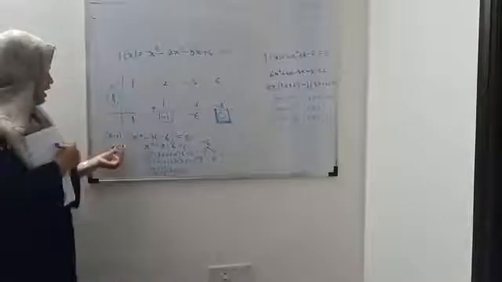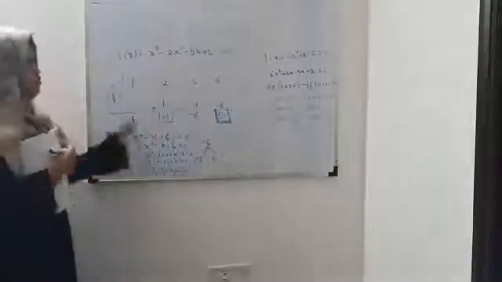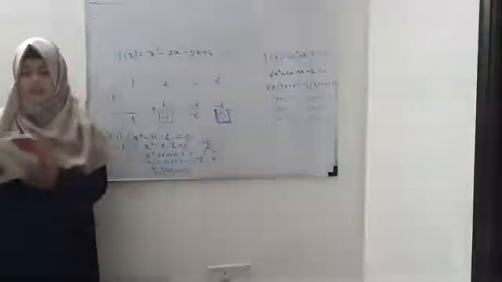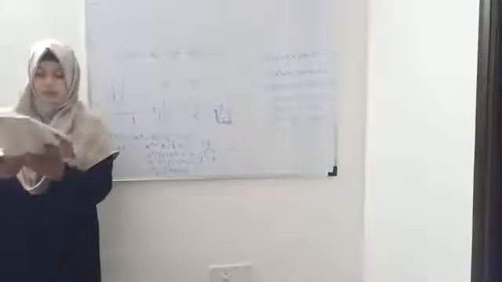So the roots are x is equals to 1, x is equals to 3 and x is equals to minus 2. Okay, I hope this is clear. Okay, now we will see the sixth problem on page number 118.